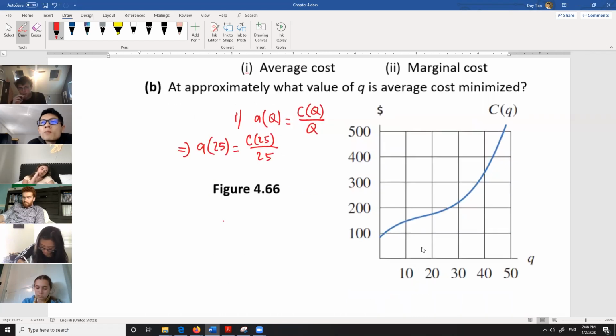Okay, let's go down here. 25 is about here for Q. So what is the cost of 25? The cost function is the blue line here. So you go up, and it hits the curve right here. An estimate for that is about 200. So 200 divided by 25.